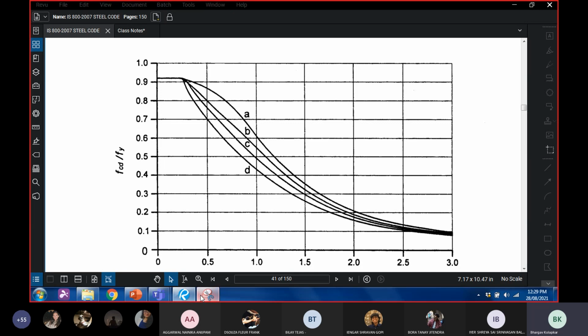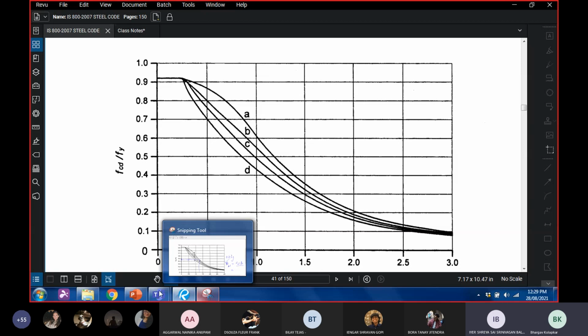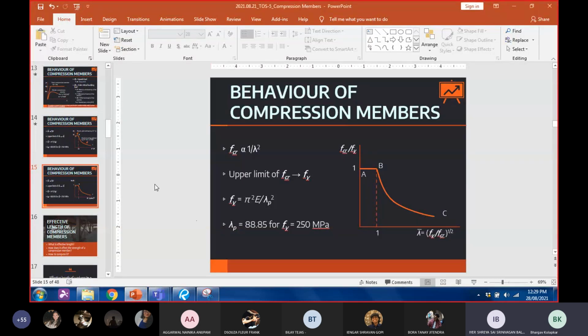Any questions here? I had a question. The slenderness ratio we used, lambda p, you said that anything lower than that value would be short and anything bigger than that would be long. What if the slenderness ratio is lambda p? In what category will it come under? It's short. That's the upper limit for a short column.